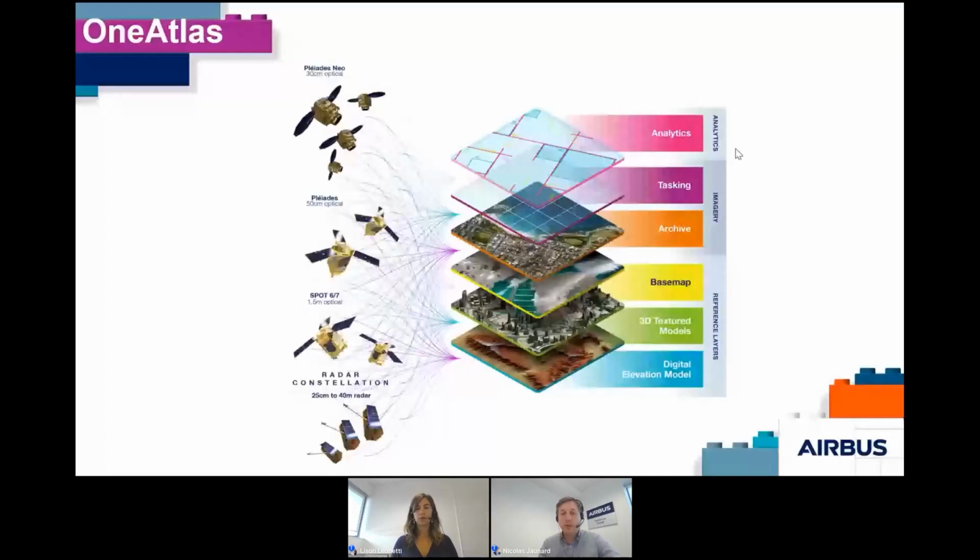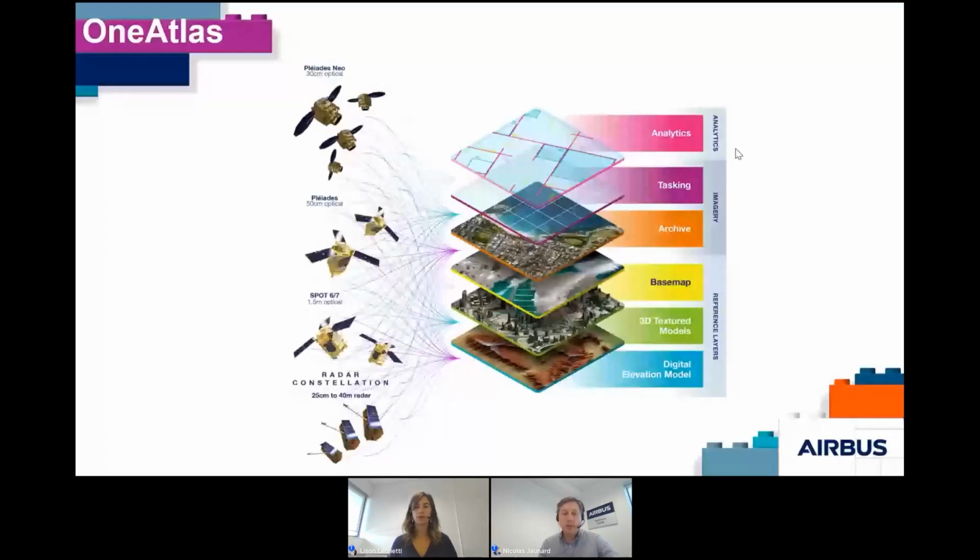You can of course benefit from our archive, going back to 2012 for all optical sensors, so SPOT and Pléiades notably. Pléiades Neo was launched last year, so we already have one year of archive, and you will see later on that there is plenty of coverage already available all around the planet. Our reference layers include a worldwide base map, covered in 50 centimeters and 1.5 meters, but stay tuned, 30 centimeters with Pléiades Neo is coming, and of course you will hear about it.